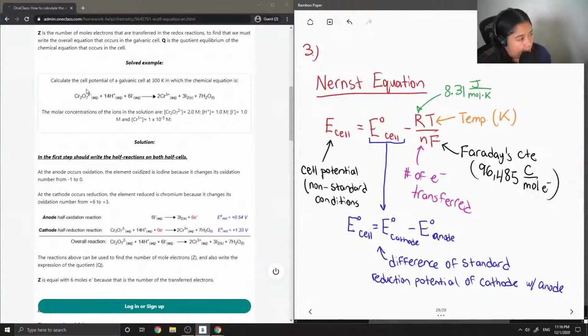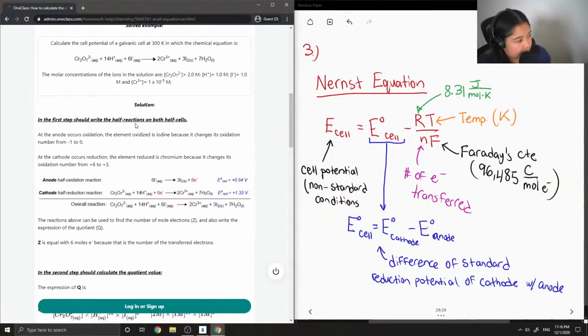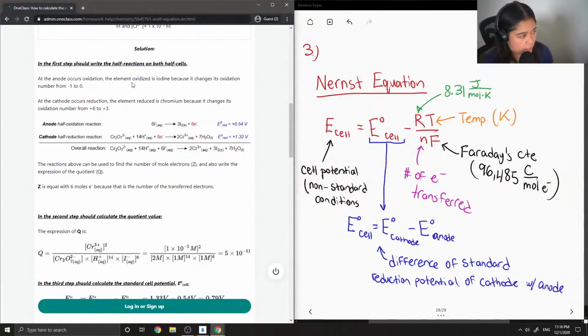Okay, so they have an example here. Calculate the cell potential of a galvanic cell at 300 Kelvin, in which the chemical equation is the following. So they have chromium ions plus protons plus iodide makes Cr3+, iodine, and water. They also give the molar concentrations of all of the different ions. So 2 mole per liter, 1, and 1 times 10 to the negative 5. Okay, so now they have a step-by-step solution.